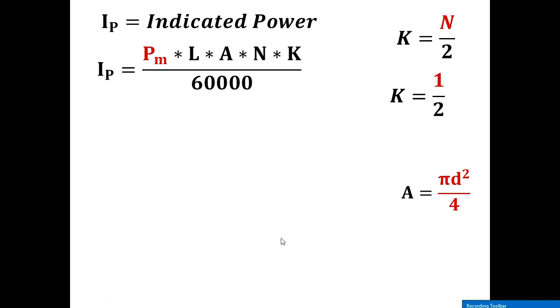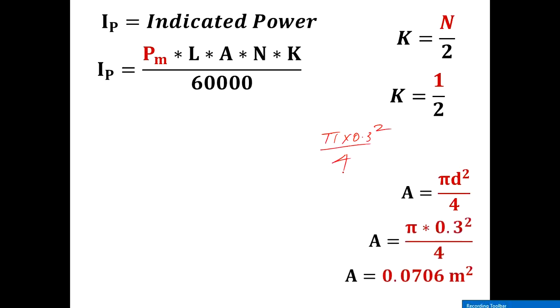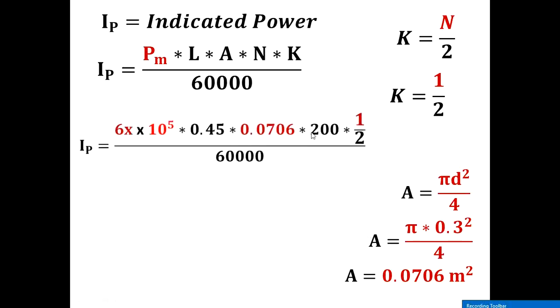Already you have the diameter, it is equal to 0.3. Therefore pi into 0.3 square divided by 4 gives some value. Note these values and put all of them in the formula. This turns out to be 31.84 kilowatts. 31.84 kilowatts.